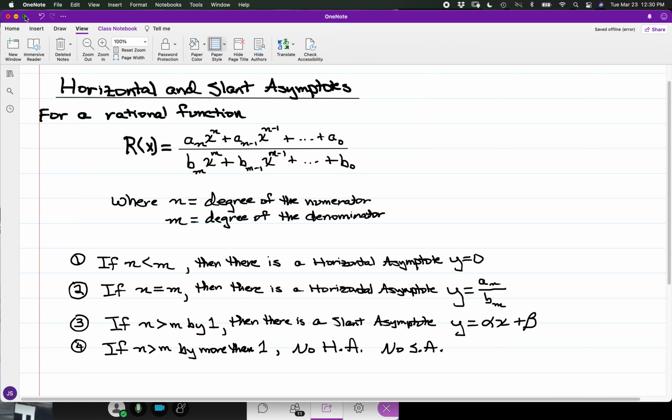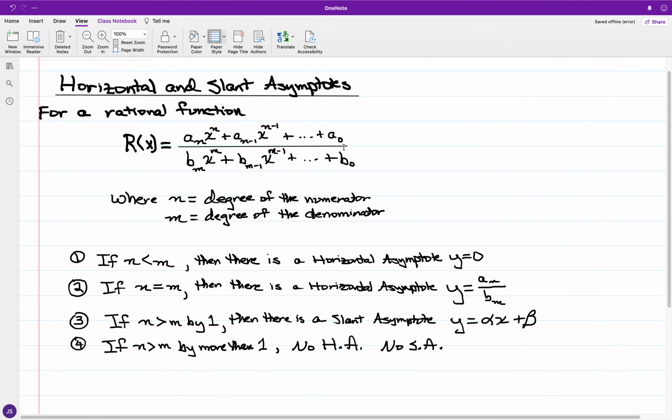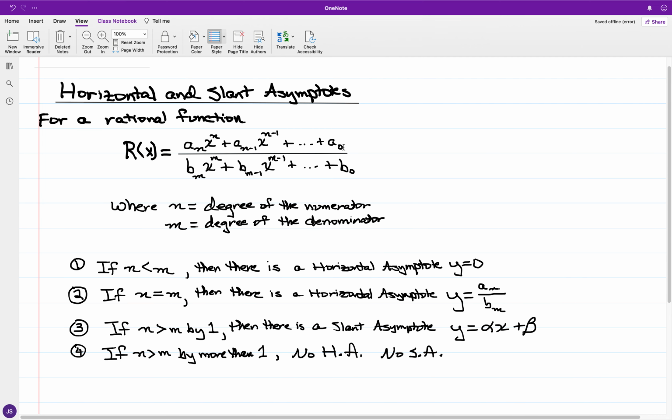All right, good afternoon. Just going back to where we left off, working with asymptotes. Again, along with vertical asymptotes, we had horizontal and slant asymptotes, and just giving the rundown for these other asymptotes. If you have a ratio of polynomial expressions, where n is the degree of the numerator and m is the degree of the denominator, we have that if the numerator degree is less than what is in the denominator, there's going to be a horizontal asymptote, y equals 0. And y equals 0 is going to be the x-axis.